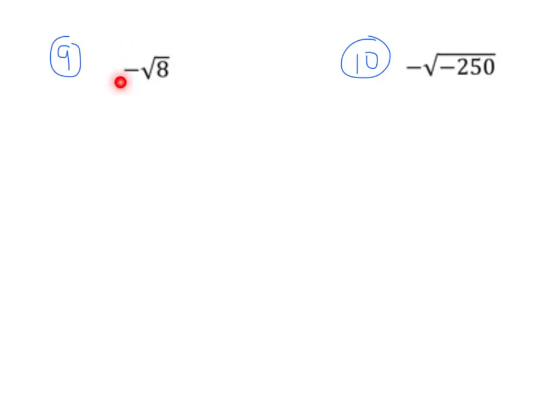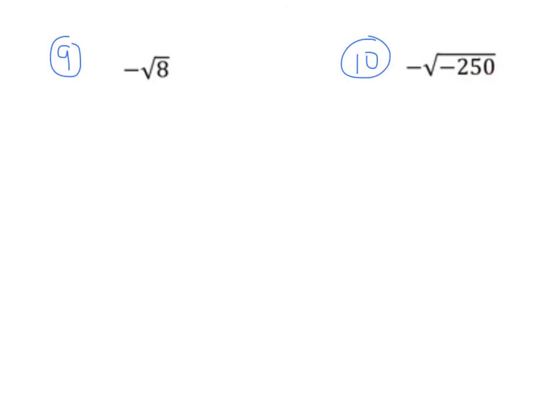We have, number 9 is saying the opposite of the square root of 8. Right? The square root of 8, that's going to be a real number. Right? And we're just taking the opposite of that. Number 10, this is where we have a negative inside the square root. This is going to be an imaginary number. Right? Because we can't take the square root of a negative number with real numbers only. Okay? All right, so let's see what this means.